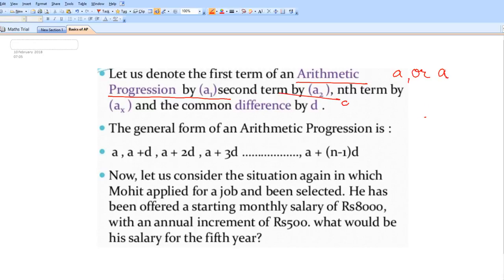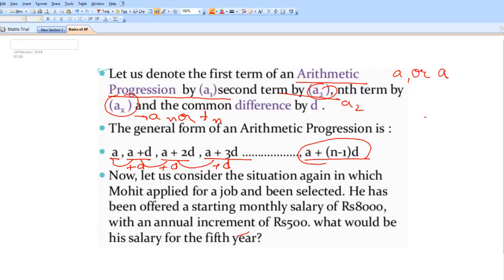The second term is denoted by A2 like this. The nth term, or term at the nth position, can be defined as An, which is more commonly known, or this can be represented as Tn. The general form of an arithmetic progression is: first term, first term plus difference, first term plus twice the difference, first term plus thrice the difference. Similarly, this will be my nth term. How? We'll see how to derive the formula.